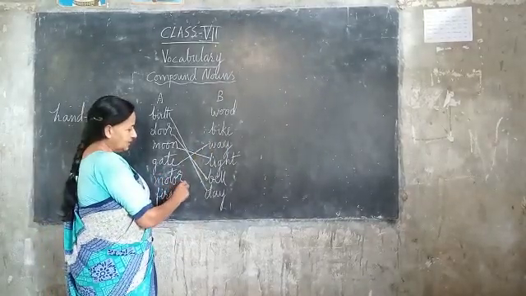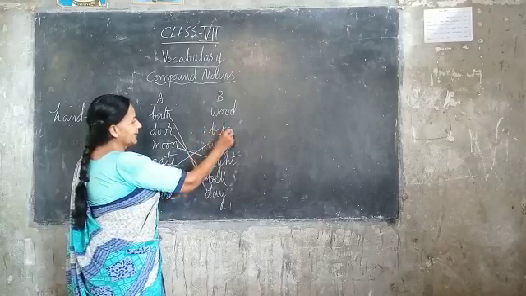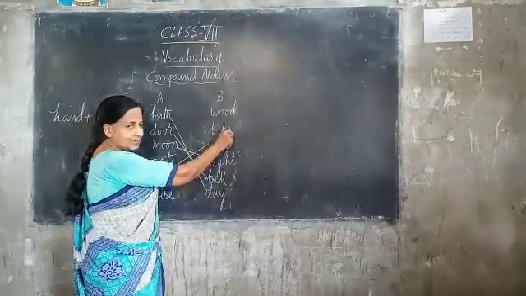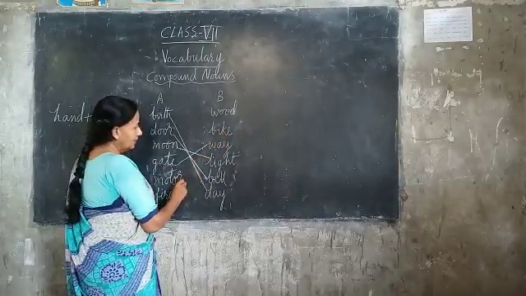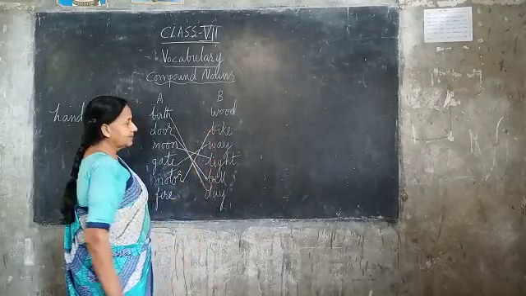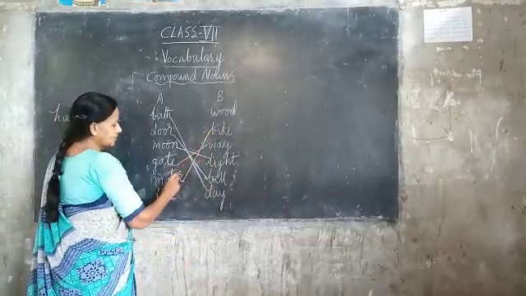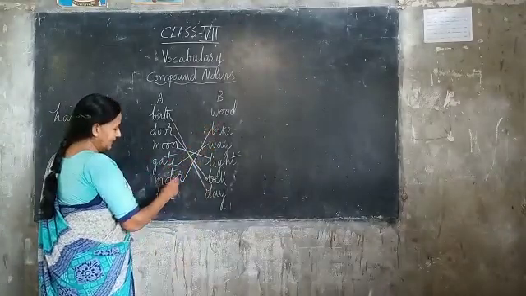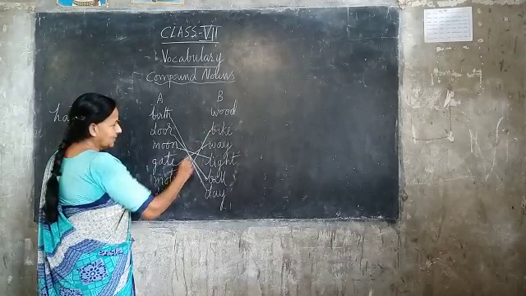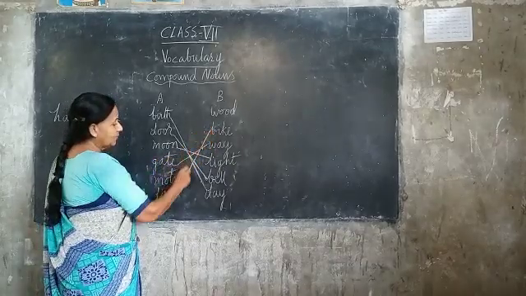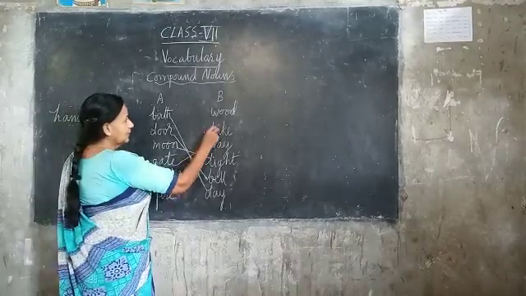M-O-T-O-R, motor. We join it to the word B-I-K-E, bike, which is a word by itself. So the word converts into motorbike. Motor is a word by itself and bike is a word by itself, but both these words joined together form a particular word. That is called motorbike.